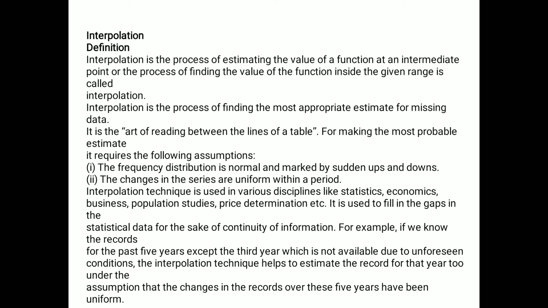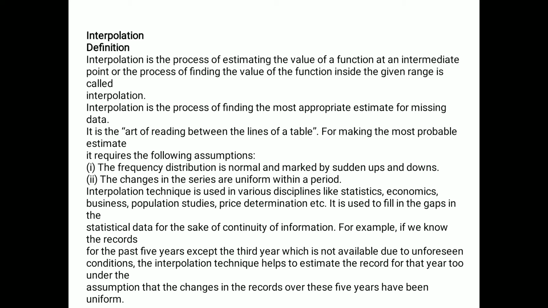So let's start. The definition of interpolation is that interpolation is the process of estimating the value of a function at an intermediate point, or the process of finding the value of the function inside the given range. Interpolation is the process of finding the most appropriate estimate for missing data. It is the art of reading between the lines of a table for making the most probable estimate.